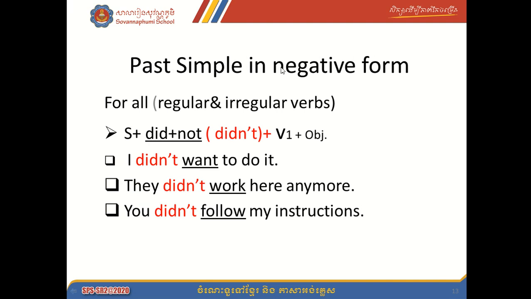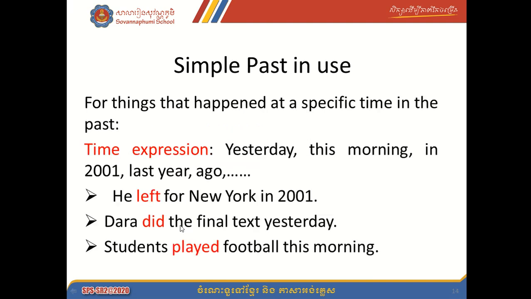Now we move to past simple in negative form. For all regular and irregular verbs, we have the same form: subject plus did not, or we can say didn't, plus verb 1 and object. For example, I didn't want to do it. They didn't work here anymore. You didn't follow my instruction.